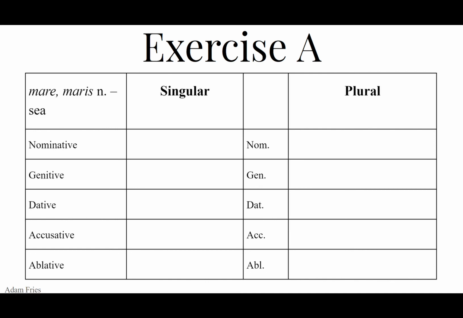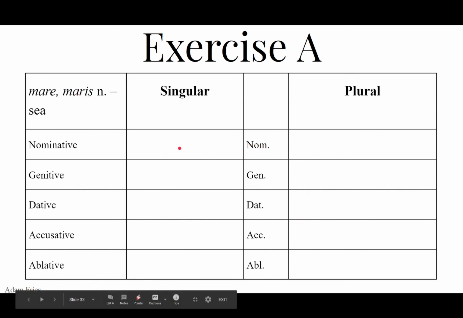Mare, maris, neuter, sea, the big blue wobbly wet thing. So the nominative is mare, the genitive is maris, and you can tell it's a third declension because of the is, neuter. The stem will be mar, M-A-R. You can write mar in the rest of the blanks.